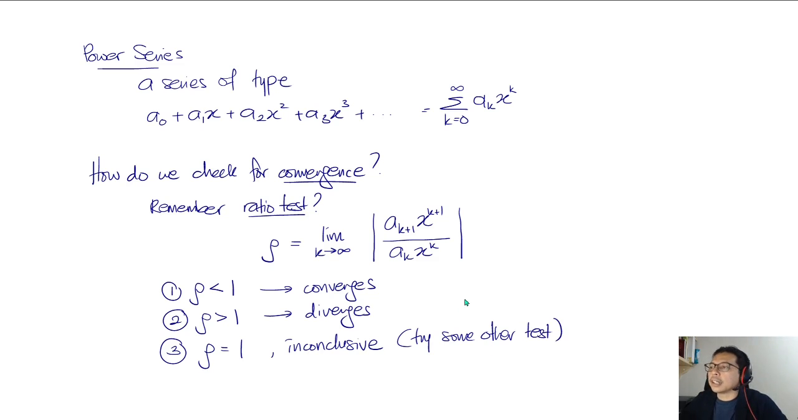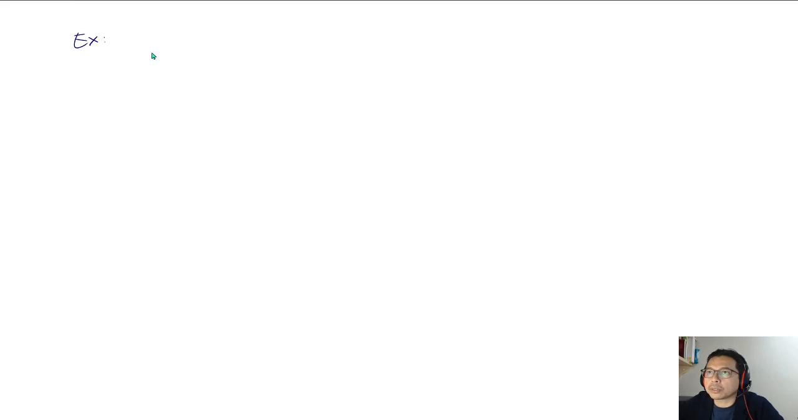So basically, the general way to find whether a power series converges or not is to use the ratio test, where we take a look at the limit of the k plus 1 term divided by the kth term, take the absolute value of that, and find the limit when k approaches infinity. Let's look at a simple example, where k starts from 0 up to infinity, of x to the power of k.